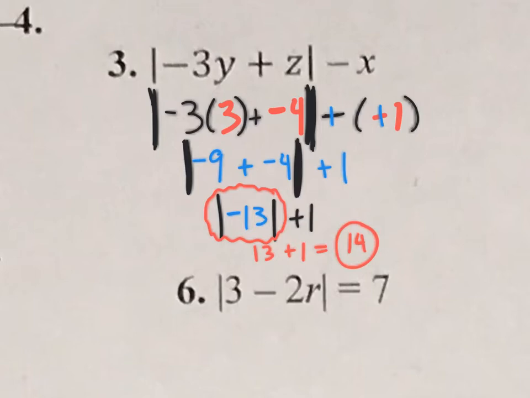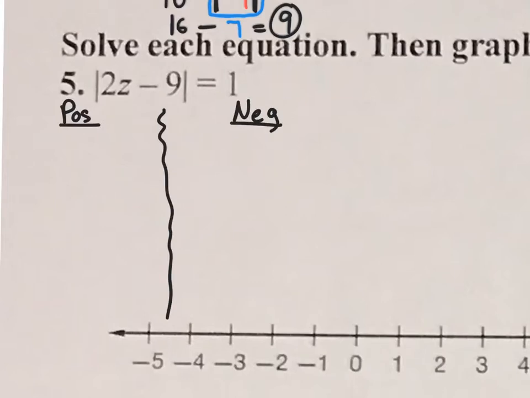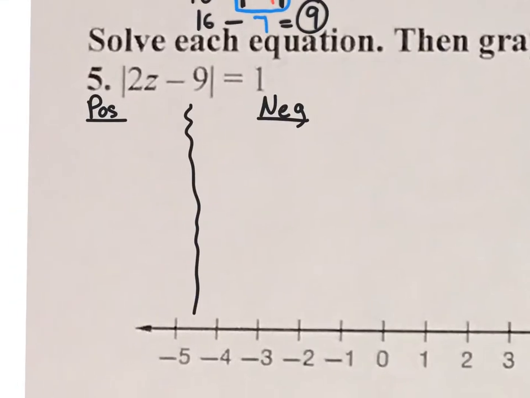Let's jump to the next odd one, number 5. Now remember, guys, on each of these, you're going to be setting up a positive situation and a negative situation. And I usually put a squiggly line right between it to separate my work. So on the positive situation, we have to write it exactly the way it is without the absolute values. Notice it's the same exact thing, except these absolute values, they're no longer there. I just wrote it without it.